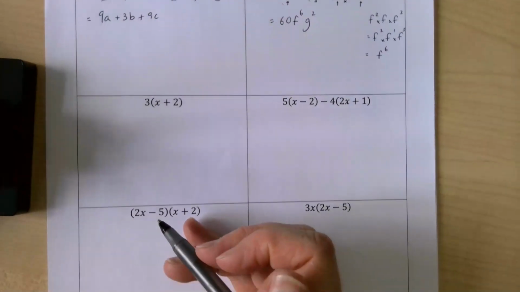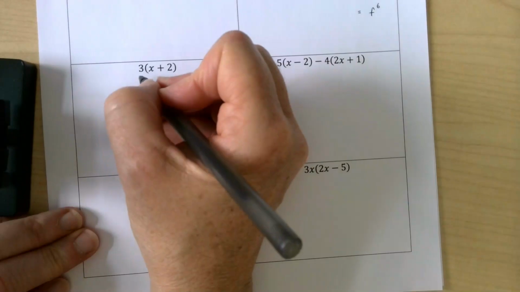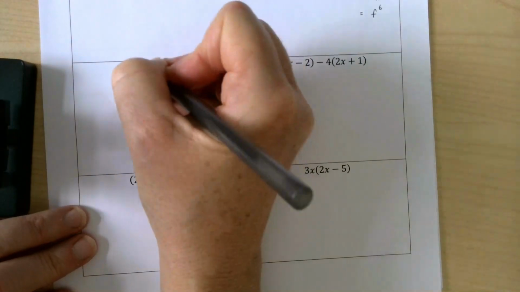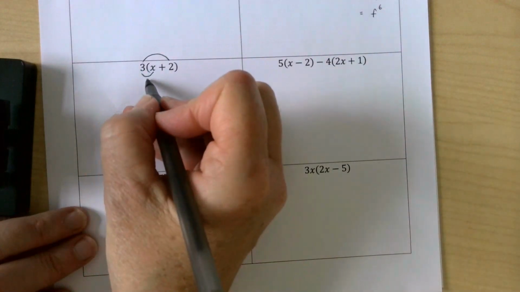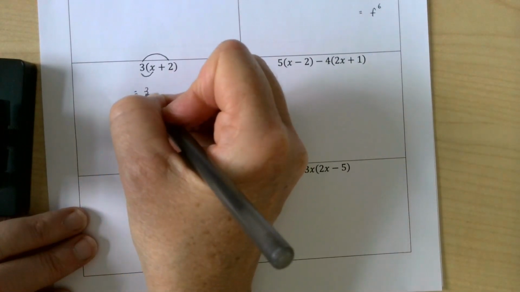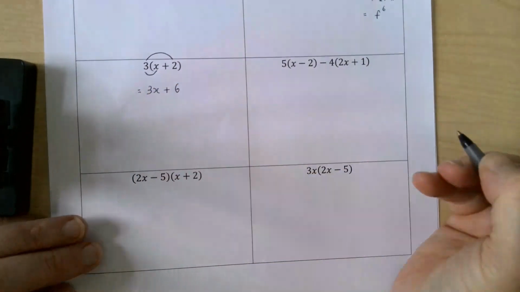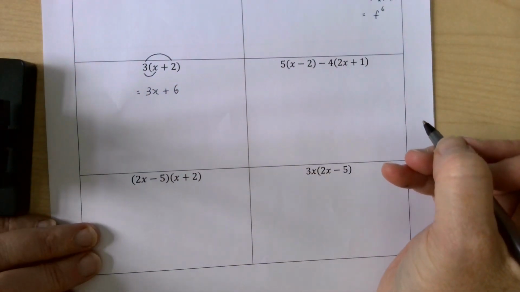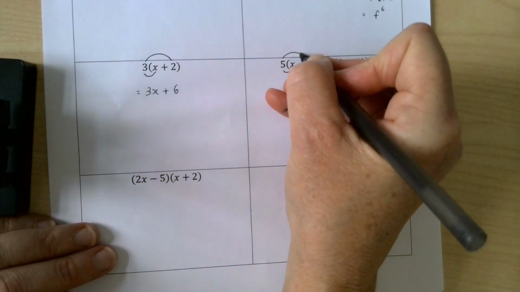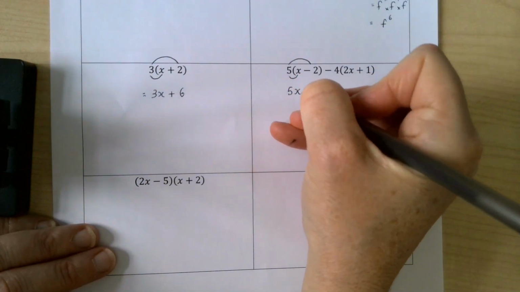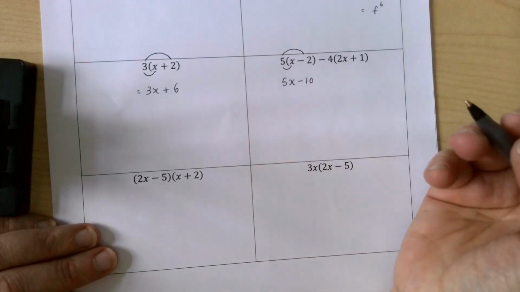The next one is brackets. When we multiply a number outside a bracket by the bracket, we multiply everything inside the bracket by what's outside. And I draw these little lines to show what I'm multiplying. So I'm multiplying 3 by x first of all, which is 3x, and 3 by 2, which is 6. So 3x plus 6. And then here I'm multiplying 5 by x, 5 by minus 2, so 5x minus 10. 5 by x is 5x, 5 by minus 2 is minus 10.